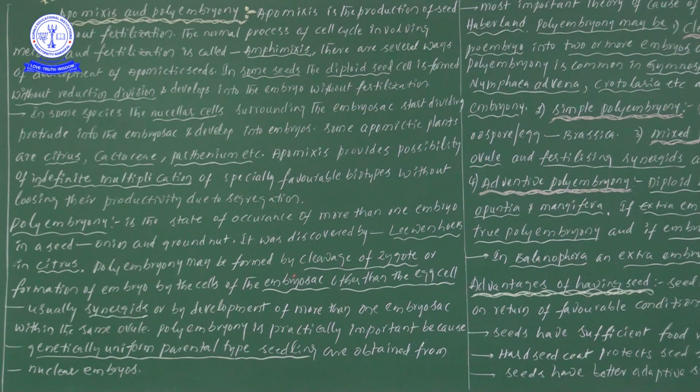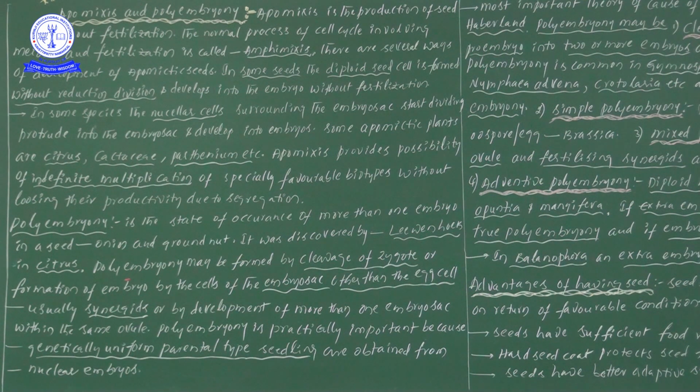Next, polyembryony may be formed by cleavage of a zygote. They are giving hints, going into the deep information now. Polyembryony may be formed by cleavage of a zygote or by the formation of an embryo by the cells of the embryo sac other than the egg cell. Very clear information. It may be by cleavage of the zygote, after fertilization, if the zygote is involved in the development of many embryos. Or the cells present in the embryo sac, like 2 synergids, polar nuclei and 3 antipodals, chance is there from these kinds of cells, other than the egg cell, in some other cases only.